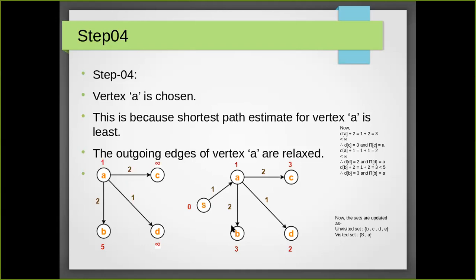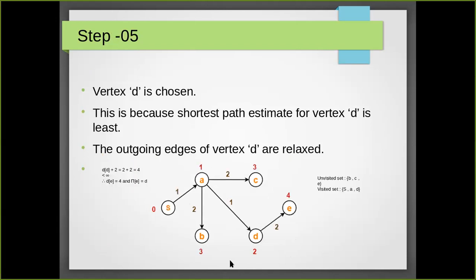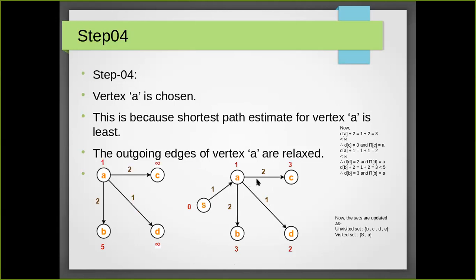Same way for B. B's initial cost was 5, the direct cost from S to B, which is what was updated. Now with the knowledge of A, we try to find a better one. When I add the link cost, I get 2 plus 1, 3, which is less than 5. So I update the distance as equal to 3. This is how we do the updation. Now out of this, you have to find the least cost. So dC is 3, dD is 2, dB is 3. The least cost is 2, right?